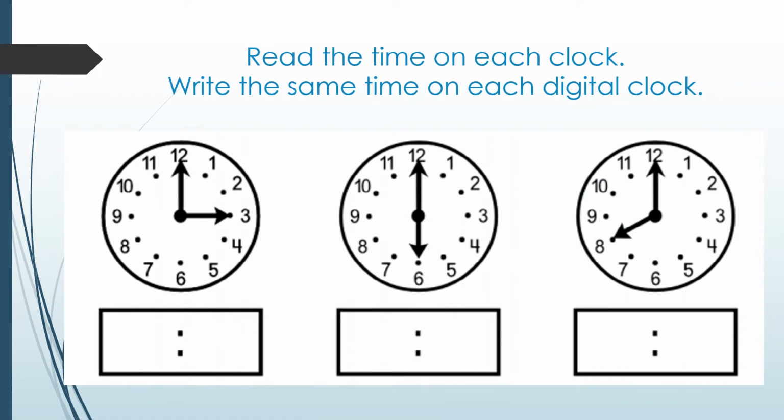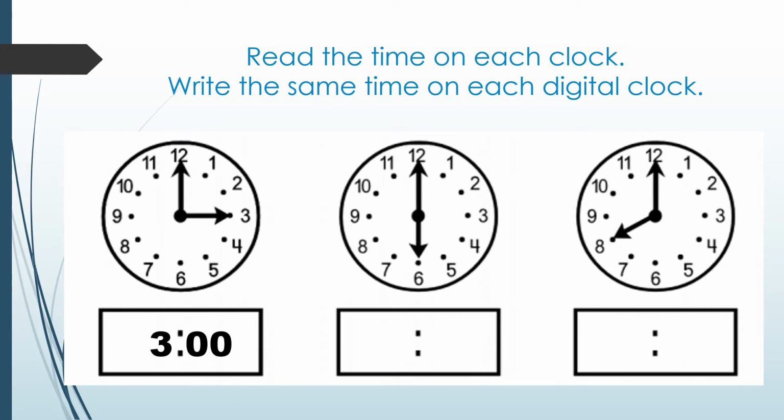Read the time on each clock. Write the same time on each digital clock. So here we see that our minute hand is pointing at the 12. Anytime your minute hand is directly straight above, pointing upwards at the 12, that means it's o'clock, which would be 00. Our hour hand here is pointing at the 3. So this clock would say 3 o'clock.